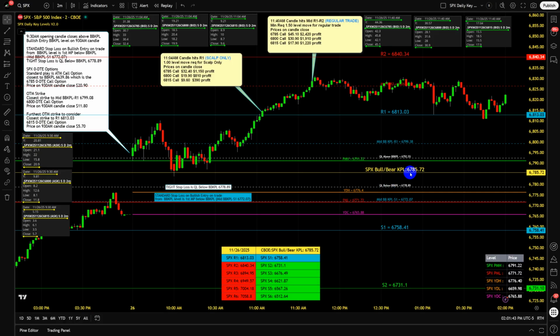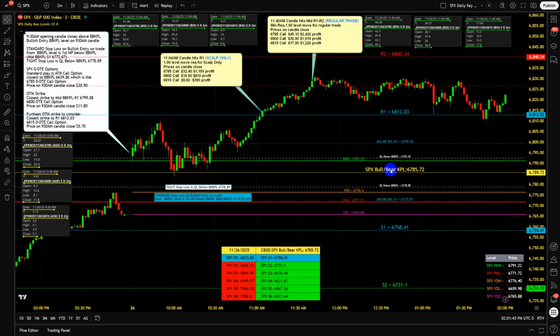Okay, so in this case, the closest strike to the level we're taking the trade from, the bull bear KPL, 67.8572, is the 67.85 strike. In this case, a call option since this is a bullish entry. The price on the 9:30 a.m. candle close is $20.90. That is the ask price on the close.